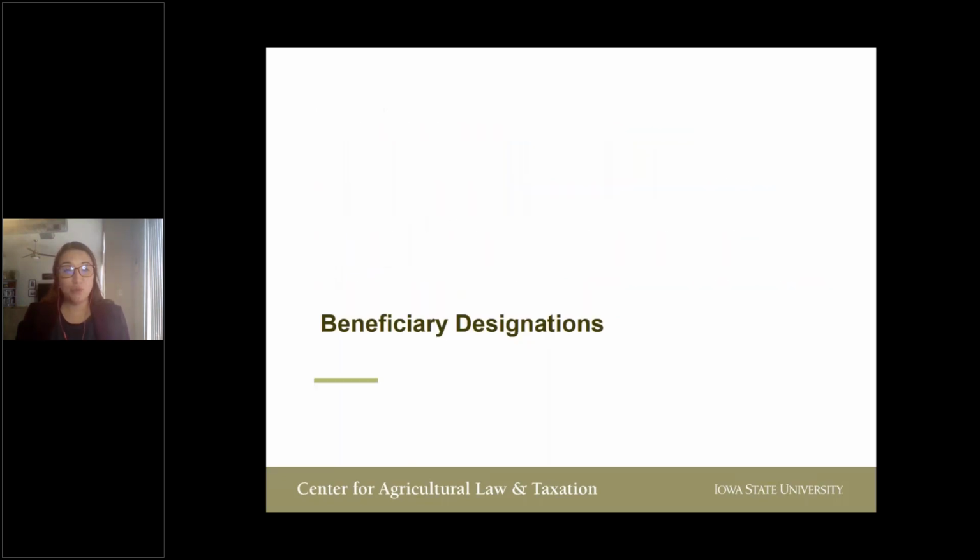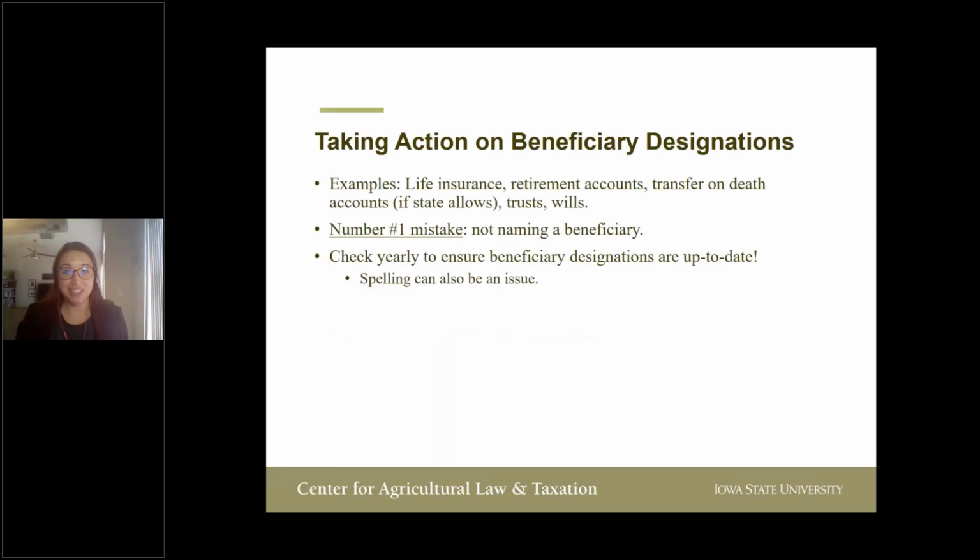But then, one of our last things to talk about is beneficiary designations. This is a little bit different. It's not quite a tool, but it's something we want to talk about. This term, what does it mean? What does it do? Because there are going to be a lot of issues that come up with it. And beneficiary designations are prevalent in everything, right? In life insurance, retirement accounts, transfer on death accounts if your state has them, trusts, wills, what we just mentioned, those all have beneficiary designations, right? But one of the biggest issues that comes up is people don't name a beneficiary.